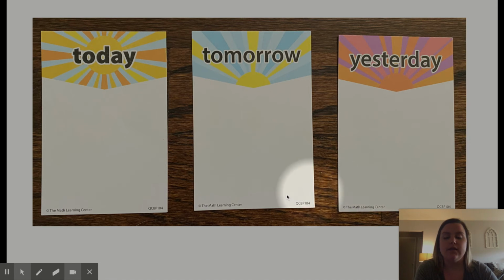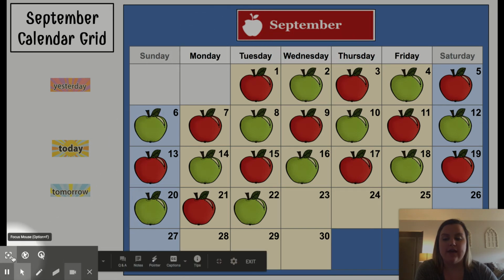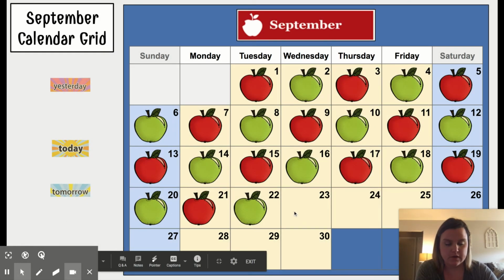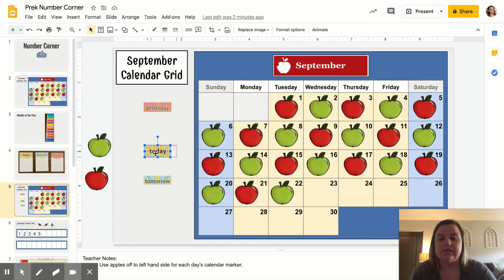All right, and then these cards for our calendar say what today is, what tomorrow will be, and what yesterday was. Now let's get ready to fill our calendar in. So we already said we are in the month of September and we need to figure out what today is, okay? So today it is, right here is today.